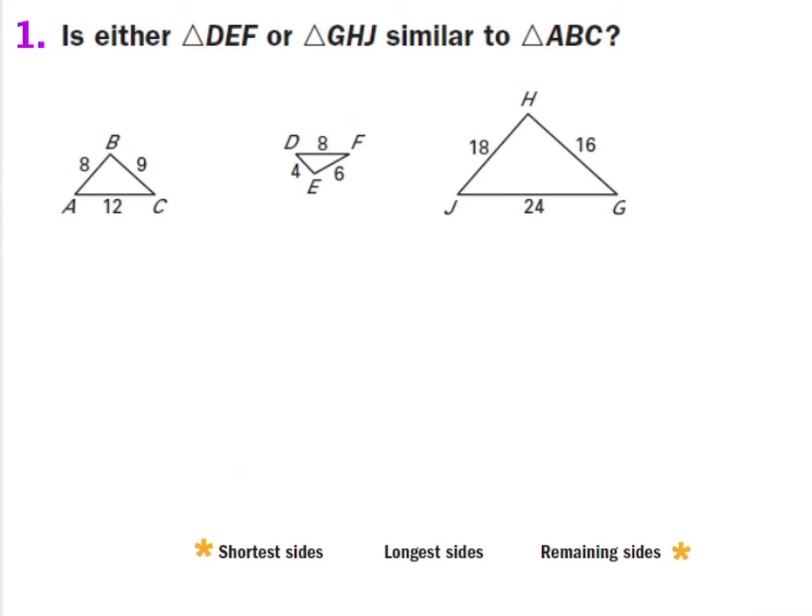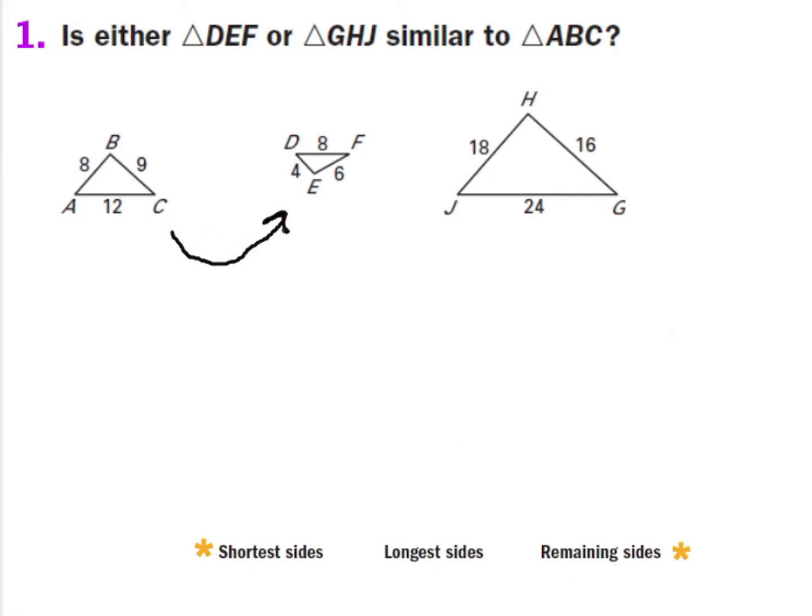Here's number 1. Is either DEF or GHJ similar to ABC? So we're going to check to see if this one or this one is similar to this main one right here. And you can probably already tell that we're going to be relying on side-side-side similarity theorem since we're given the lengths of all the sides. This example is extra tricky because those other triangles are rotated and flipped. So you have to rely on that tip that I gave you where we compare the shortest sides to the shortest sides, the longest sides to the longest sides, and the remaining sides to the remaining sides.